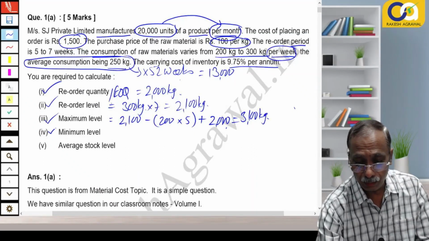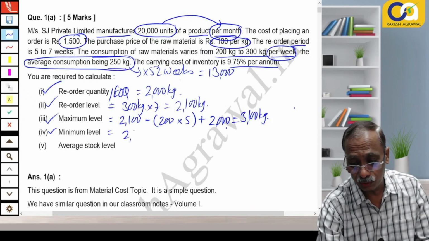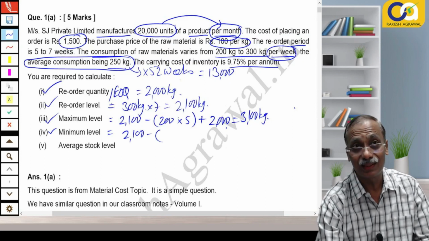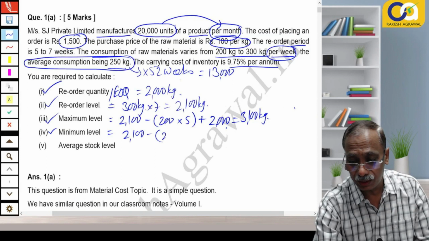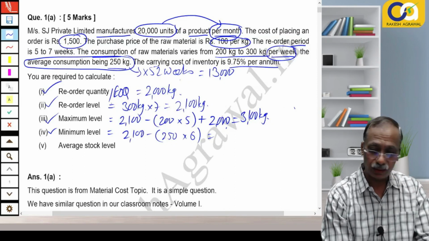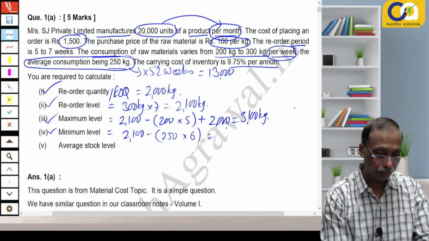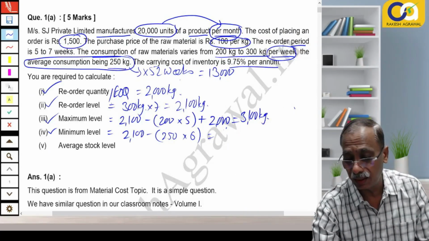Now we go to minimum level. Minimum level is reorder level, which is 2,100, minus average usage rate into average lead time. Average usage rate is 250 into average lead time of 6 weeks. So 250 into 6 will be deducted from 2,100. So your minimum level will be 600 kg, correct?